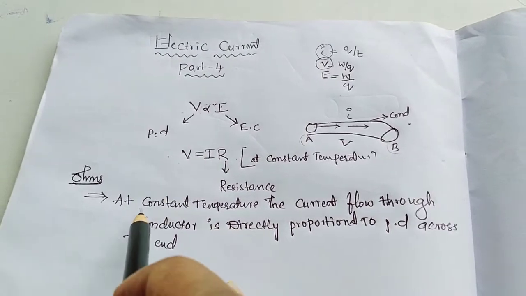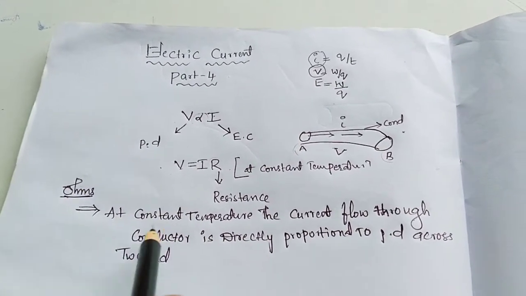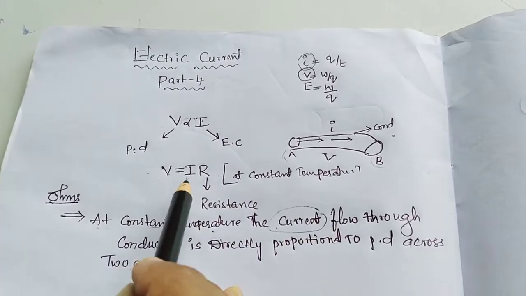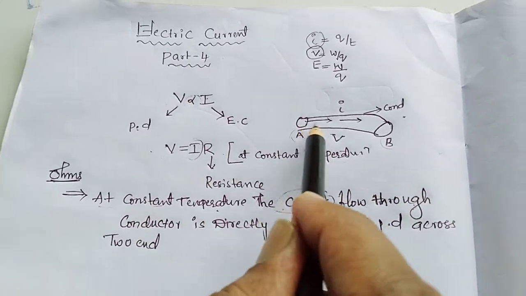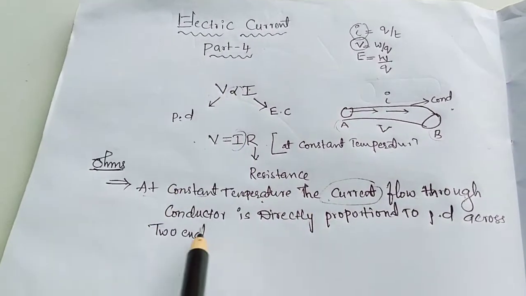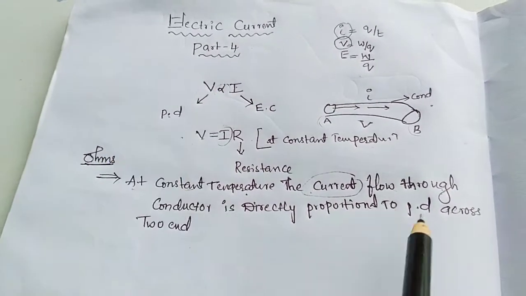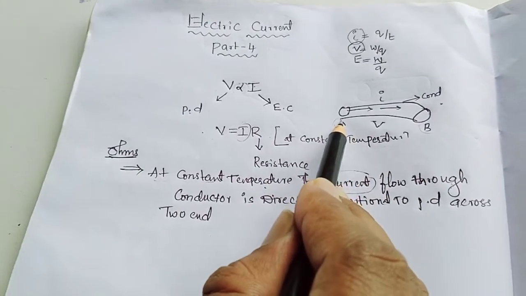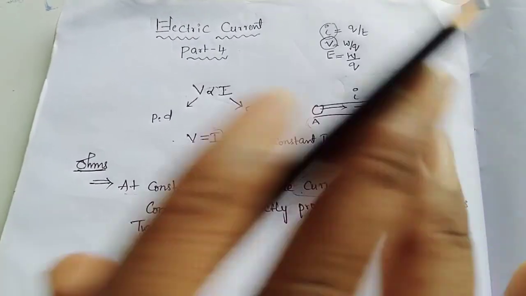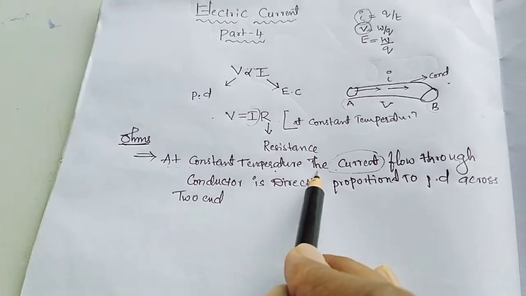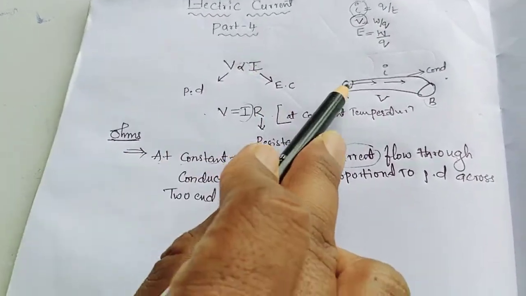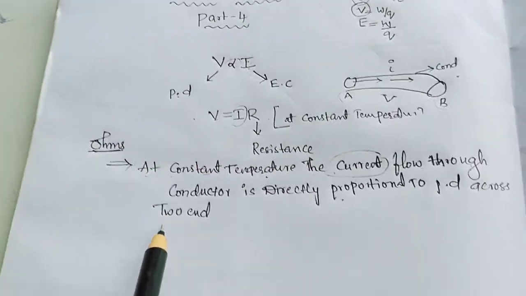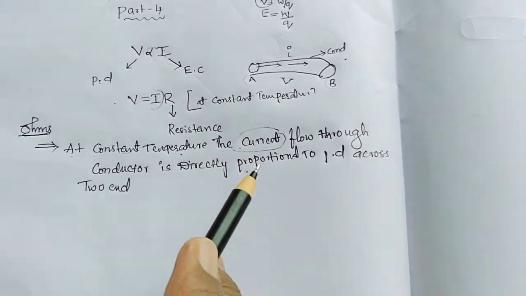Ohm's law at constant temperature: the current I flowing through the conductor is directly proportional to the potential difference across any two ends. Two ends means one end A and another end B. Simply, at constant temperature the current flowing through a conductor is directly proportional to the potential difference across its two ends. That is known as Ohm's law.